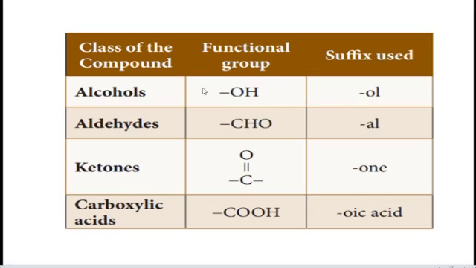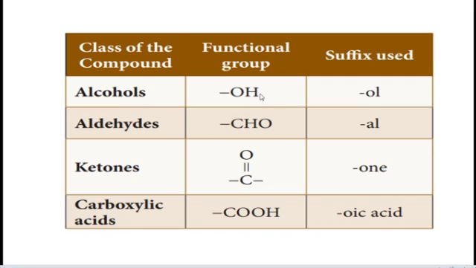A suffix name is used for each functional group. Based on the functional group, the suffix name is used. For alcohols, OL: the compound ends with the suffix OL. For aldehydes, AL. For ketones, ONE. For carboxylic acids, OIC acid, that is oic acid.